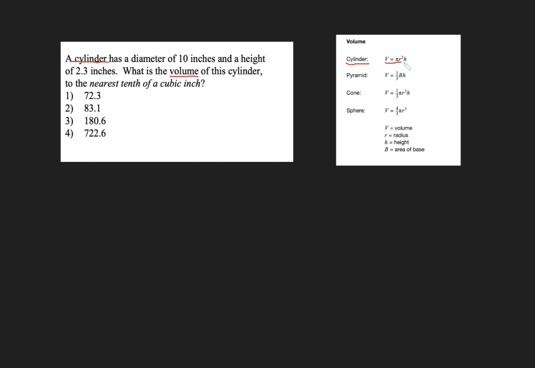There's the cylinder. There's the formula: V equals pi r squared times height, again, if you want to use pi as 3.14. Now notice here, they didn't give us the radius.